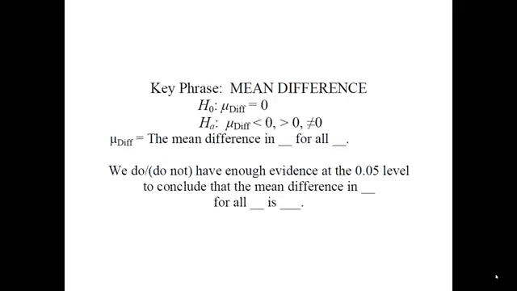Mu sub difference is the mean difference in blank for all blank. We do or do not have enough evidence at the 0.05 level to conclude that the mean difference in blank for all blank is blank.